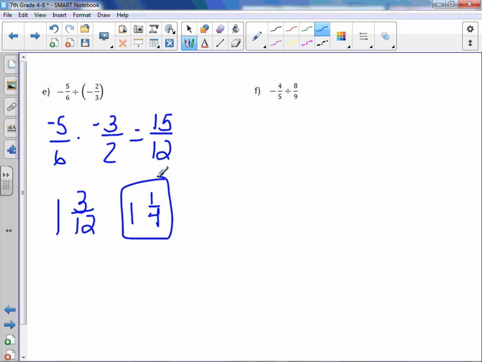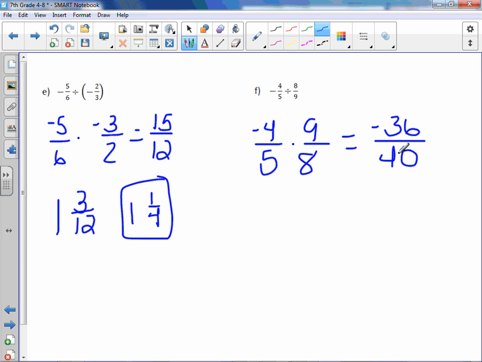Letter F, -4/5 divided by 8/9. I will not divide. I will multiply by the reciprocal. Multiply across, we get -36 over 40. Well, I can reduce by dividing by 4. So I get -9 over 10.